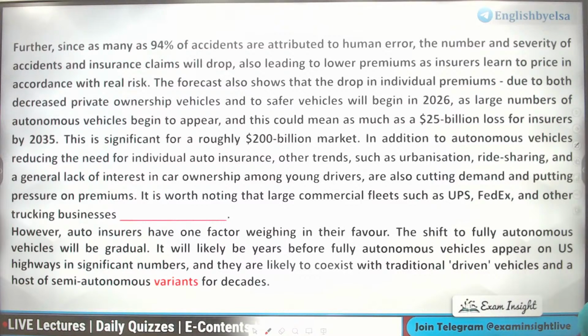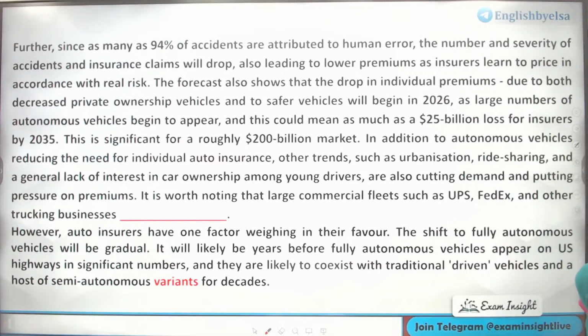In addition to autonomous vehicles reducing the need for individual auto insurance, other trends such as urbanization, ride sharing, and a general lack of interest in car ownership among young drivers are also cutting demand and putting pressure on premiums. It is worth noting that large commercial fleets such as UPS, FedEx, and other trucking businesses. However, auto insurers have one factor weighing in their favor. The shift to fully autonomous vehicles will be gradual. It will likely be years before fully autonomous vehicles appear on US highways in significant numbers, and they are likely to coexist with traditional driven vehicles and a host of semi-autonomous variants for decades.